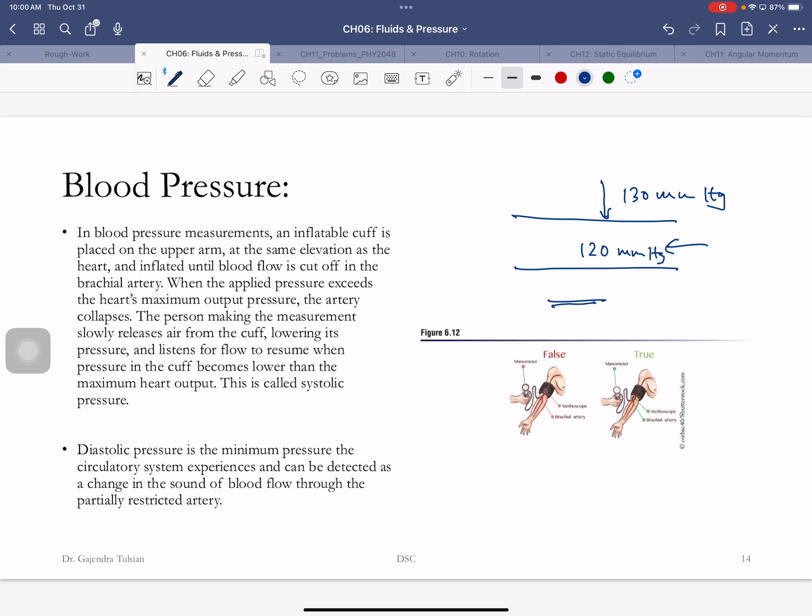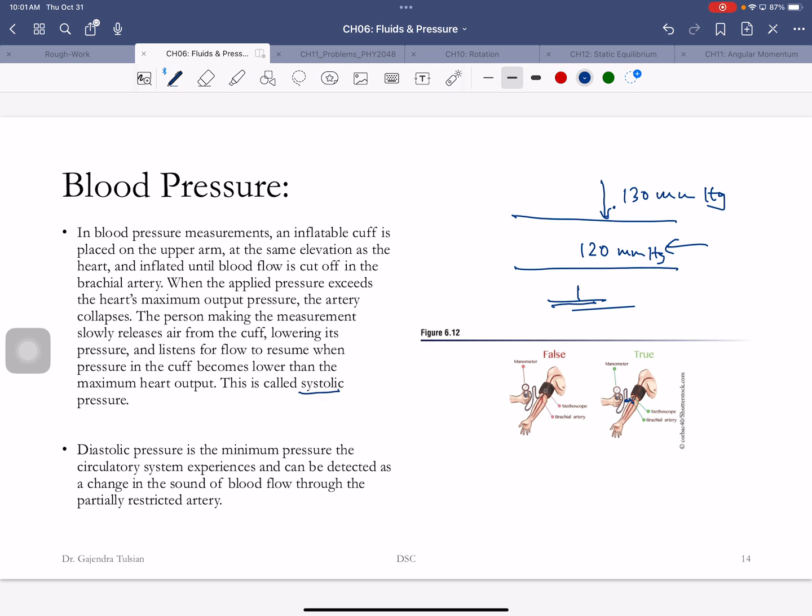When you apply the pressure, you collapse the blood vessel, and you're listening, and flow has stopped. And then you slowly release the pressure. When this pressure gets to 120 millimeters of mercury, the vessel starts expanding and blood flow starts. And that's what you're listening to. So when the first flow starts, that gives you the high pressure.